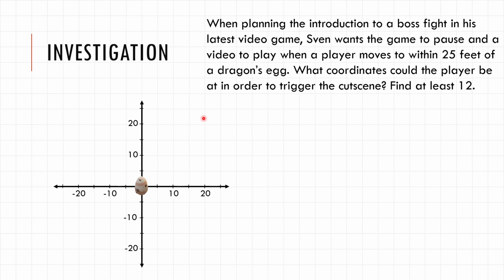In this investigation, I'd like you to explore the following. When planning the introduction to a boss fight in his latest video game, Sven wants the game to pause and play a video the moment a player moves to within 25 feet of a dragon's egg. What coordinates could the player be at in order to trigger this cutscene? Pause the video here and see if you can find at least 12 sets of coordinates that would trigger the video, the cutscene, to play.